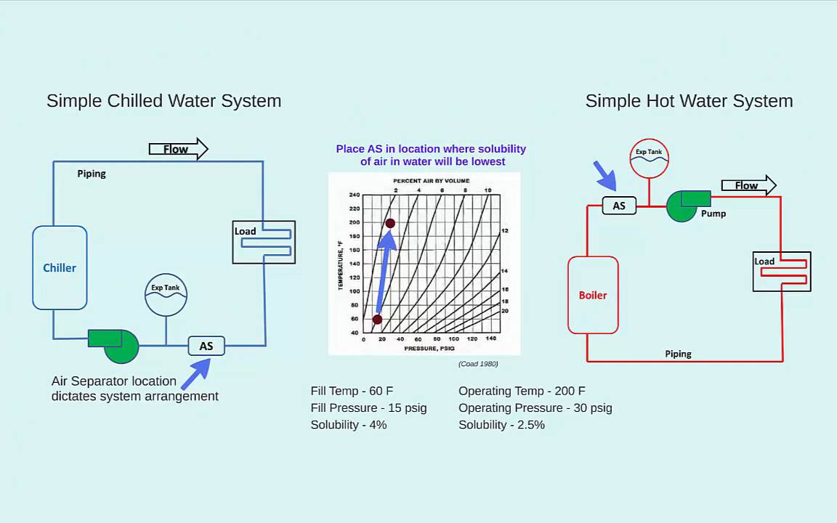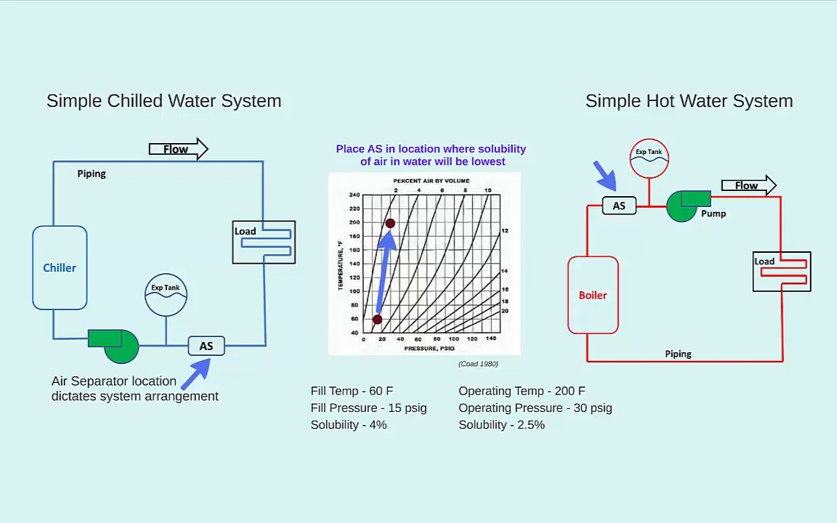It looks as though the solubility of air in water has a stronger dependence on pressure than it does on temperature. Therefore, we need to ensure that we have our air separator be located before the pump in both the hot water and chilled water systems, because that is where the pressure in the hydronic system will be the lowest.